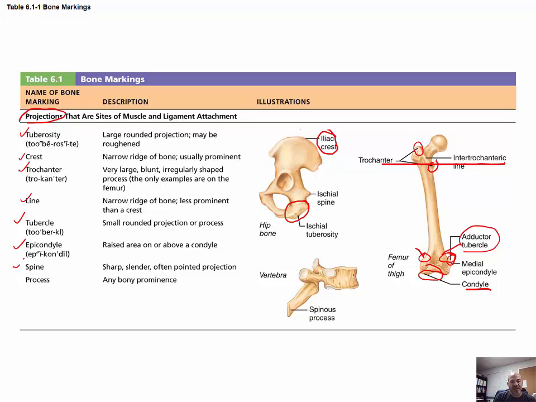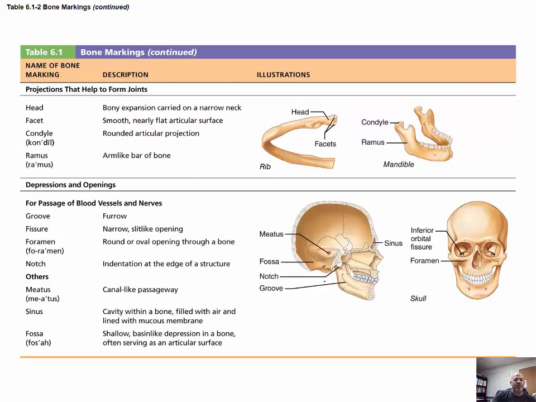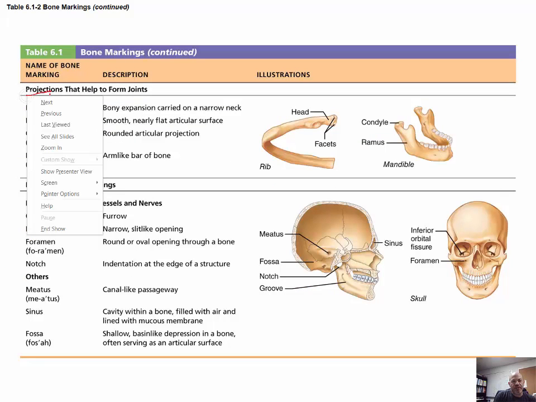And then the spines are going to be sharp, slender, often pointed projections. Okay. So here we have the ischial spine, all part of the ischium. And then process, which is a general term for any prominence. And then over here on a vertebra, we have projecting posteriorly from a bone in the back called the spinous process there.